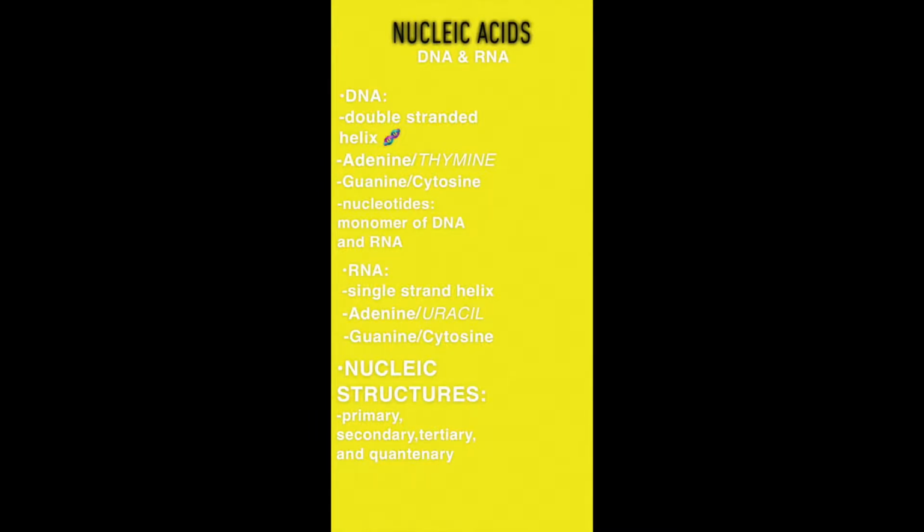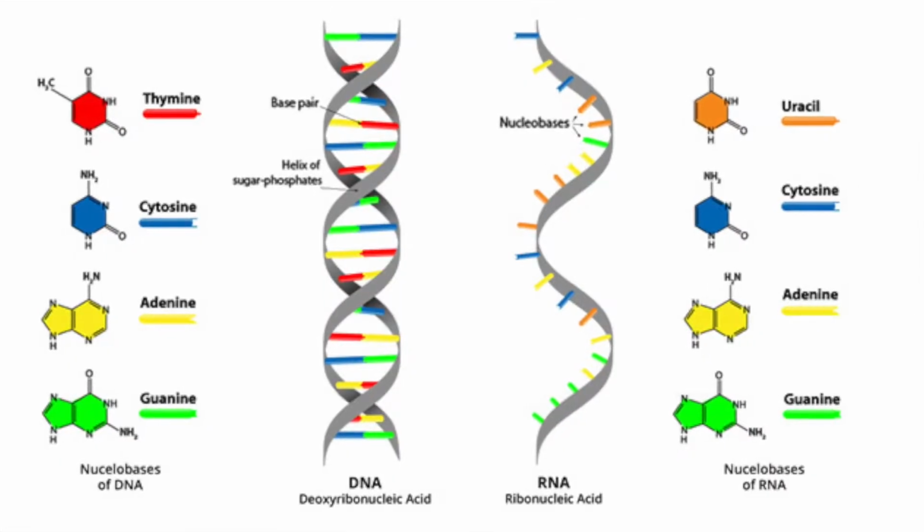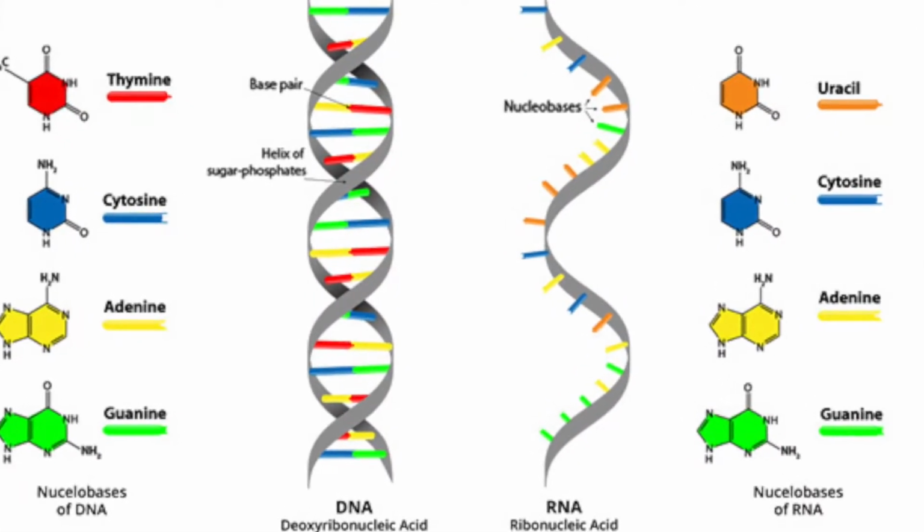RNA is similar in a sense, but instead of having a double-strand helix, RNA has a single-strand helix due to its function of forming proteins, as well as RNA containing uracil instead of thymine as a nitrogen base. RNA sends information from DNA to ribosomes.